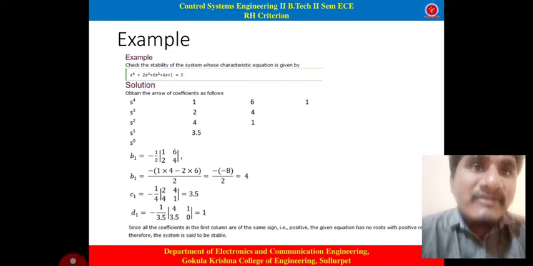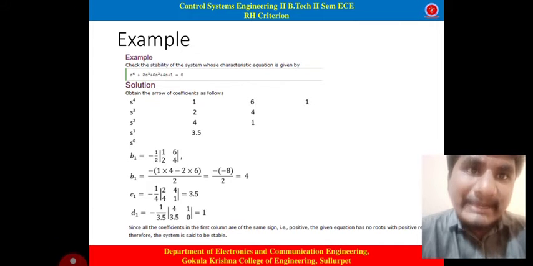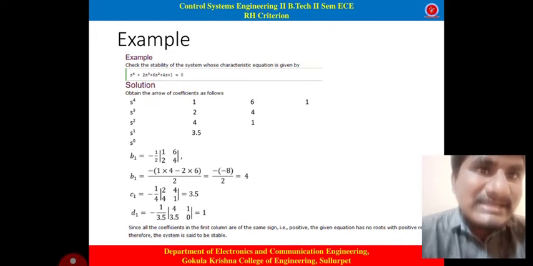For s^4, the coefficient is 1. Then we have 2s^3, and we write alternate coefficients, so we skip that. Then 6s^2 is there, so write that 6. And 4s we are not writing. Write 1.